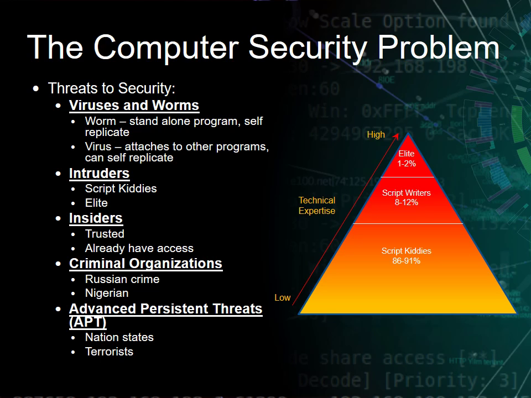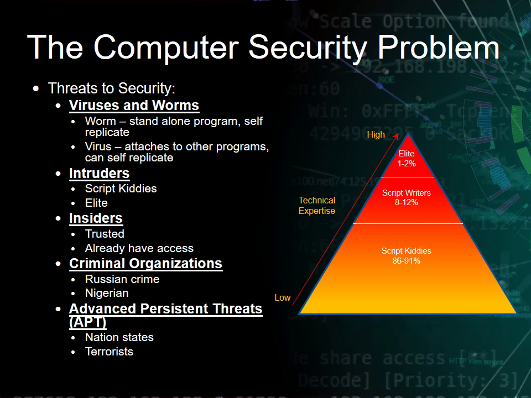Then you have script writers. These are people who are more advanced, who look at known vulnerabilities and write scripts or programs to exploit those vulnerabilities. And then finally you have the elite folks. These are the top 1 to 2 percenters in the hacker community. These are people that not only know how to write their scripts to exploit known vulnerabilities, but these are the people who can actually go out and find new vulnerabilities that previously nobody knew about. That's known as zero days in the industry.